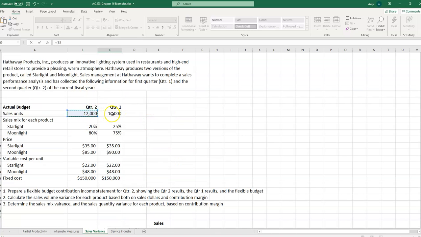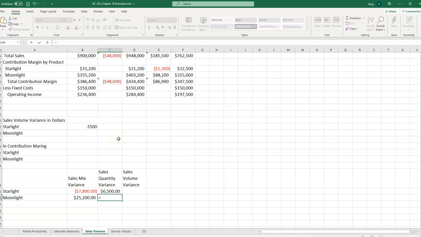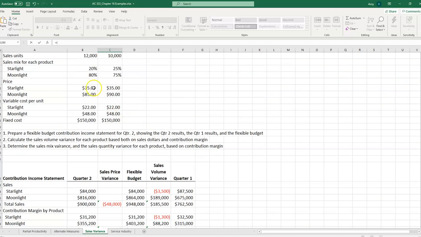units from quarter 1 minus units from quarter 2 times the sales mix for quarter 1, 25%, times our contribution margin, 35 minus 22. And then the same thing for Moonlight. 12,000 units minus 10,000 units times 75% times 90 minus 48.